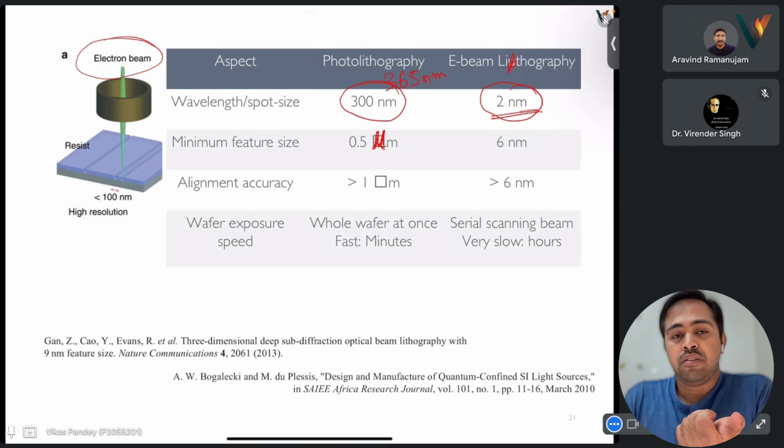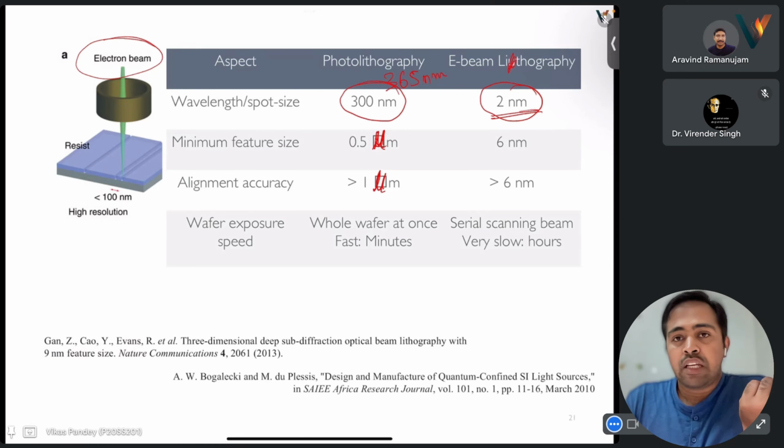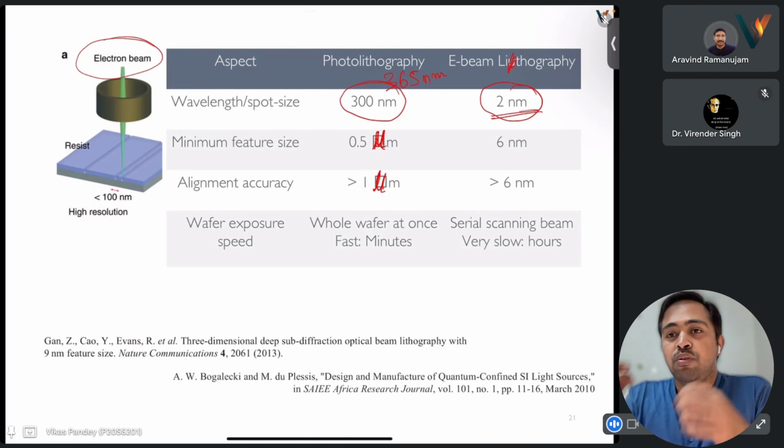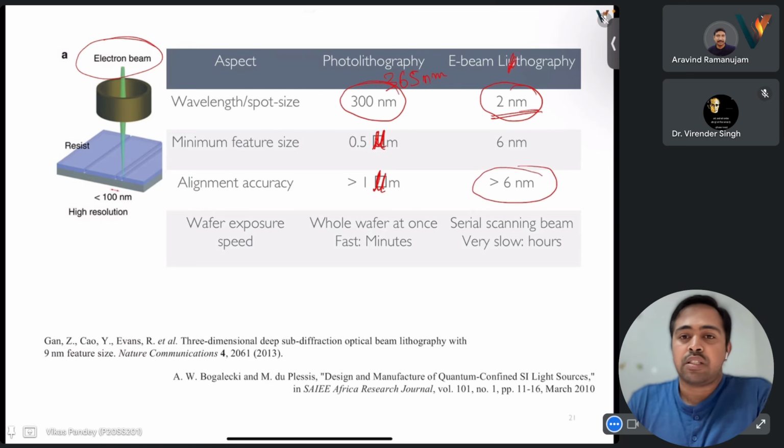This is one advancement. The other is alignment accuracy, which is a bit more than 1 micrometer in photolithography, whereas in e-beam lithography, the microscope also changes to an e-beam microscope, FESEM or SEM kind of thing. In fact, the same structure is used for both. So it is around 6 nanometer.